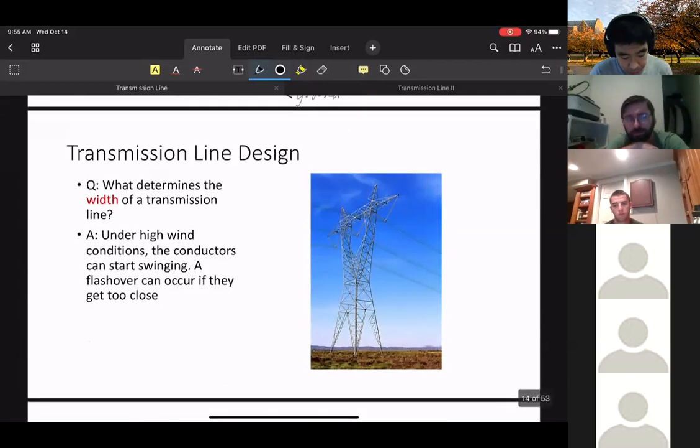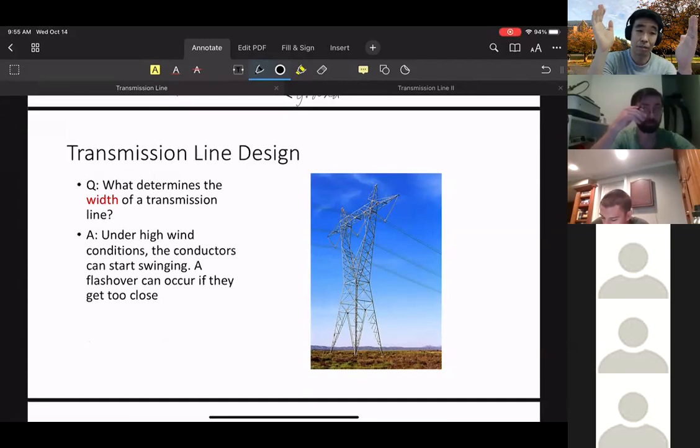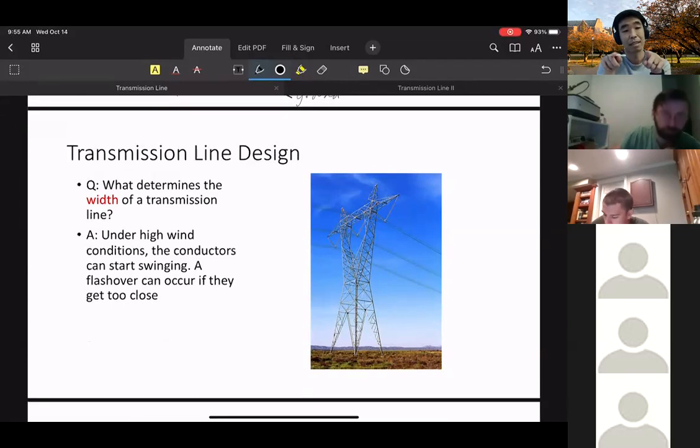Okay, so now the width of a transmission line. Basically one is how high, and one is how far apart they are. You have two lines, and you need them to be far apart because you don't want two conductors to come too close to each other. Otherwise, flashes. Current will jump from one to the other. And because we have wind, when winds are blowing, the conductor starts to move. So you want them far apart so they don't get too close to each other. These are the physical considerations we have when building transmission lines. You want them high above the ground, and you want them far apart.